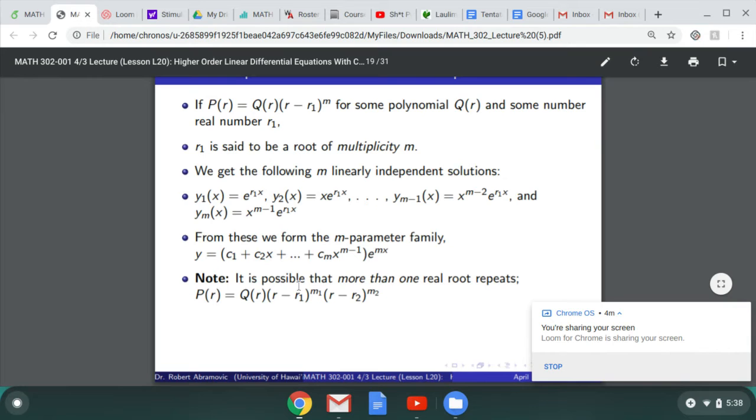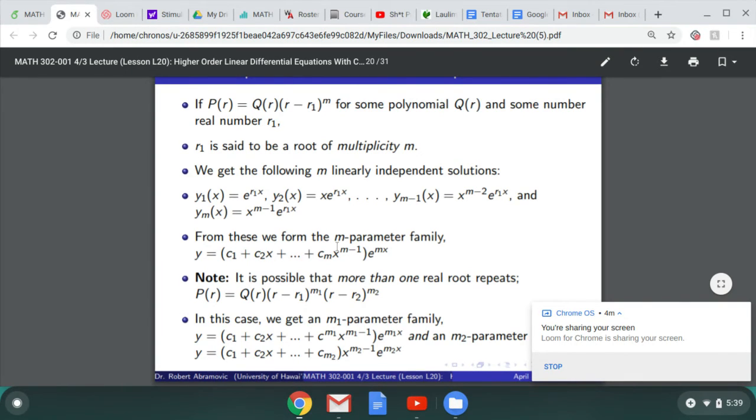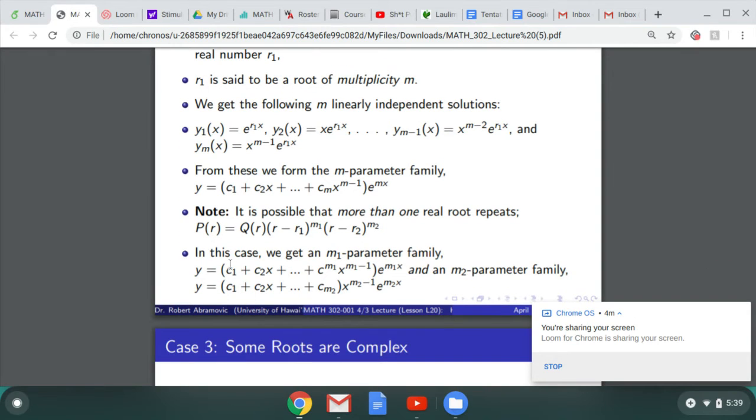Now, it's also possible you have more than one repeated real root. Again, here q is a polynomial, but it does not have r1 nor r2 as a root. In this case, we get an m1-parameter family, c1 plus c2x plus all the way to c subscript m1 times x to the m1 minus 1, times e to the r1x, and an m2-parameter family, c1 plus c2x plus all the way to c subscript m2 times x to the m2 minus 1, times e to the r2x. Okay.